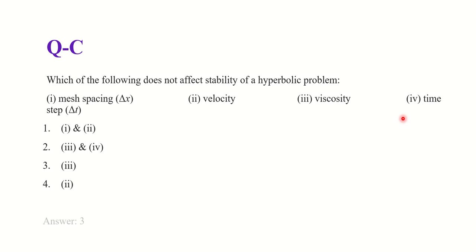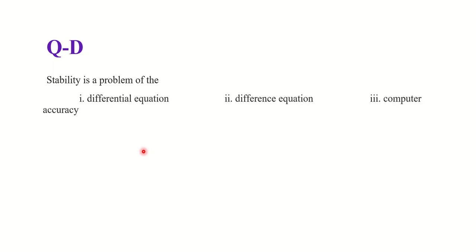We'll move on to question D. Okay, the answer is option 3. Now we'll move on to question D. In question D, it is asked: stability is a problem of differential equation, difference equation and computer accuracy. Stability comes into the picture when the solution is approaching a stable state.